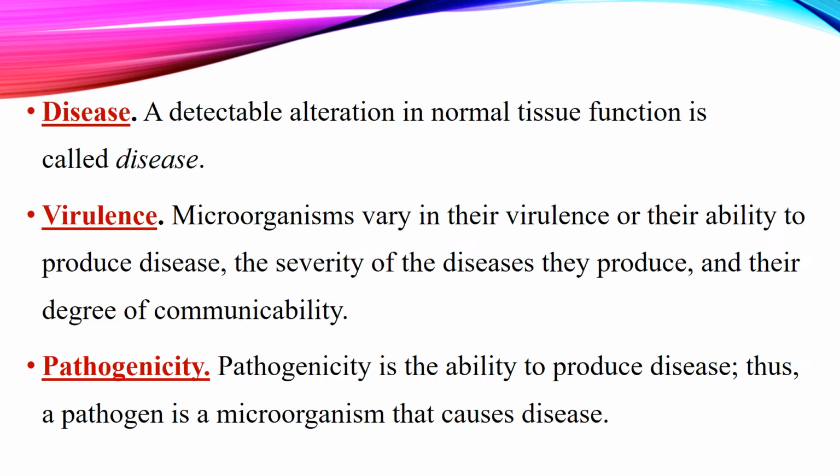Virulence. Microorganisms vary in their virulence, or their ability to produce disease, the severity of the disease they produce, and their degree of communicability. Pathogenicity. Pathogenicity is the ability to produce disease. Thus, a pathogen is a microorganism that causes the disease.